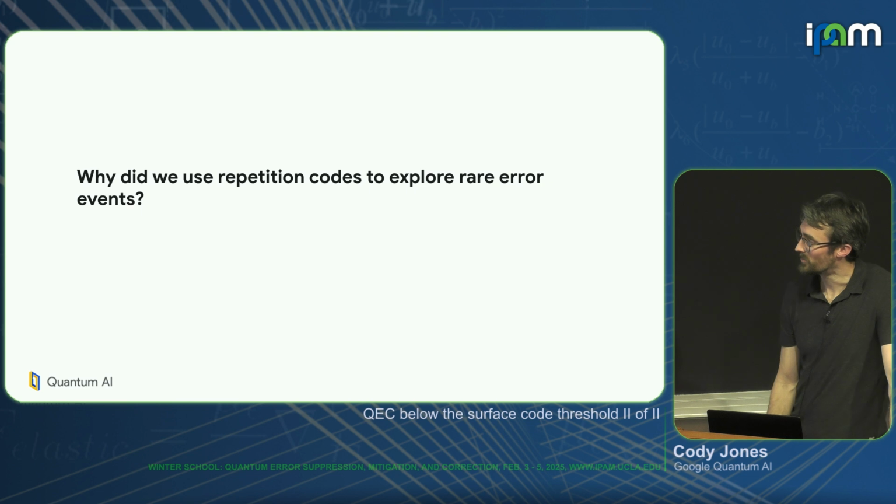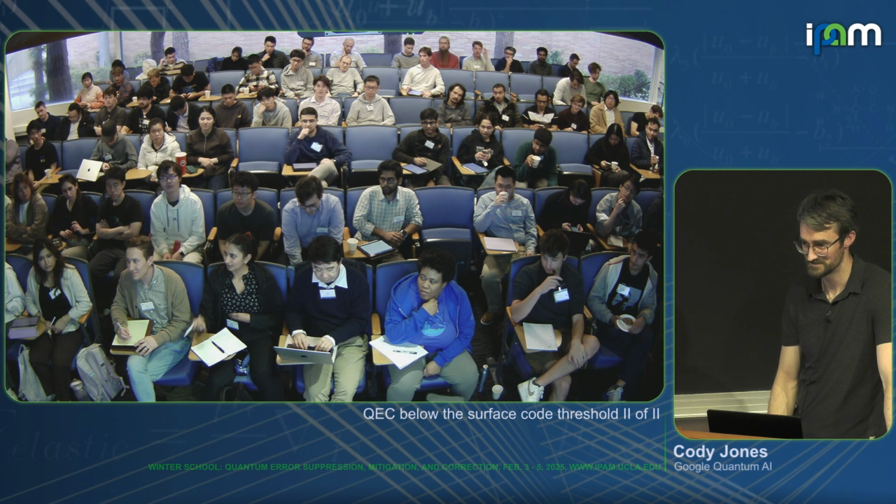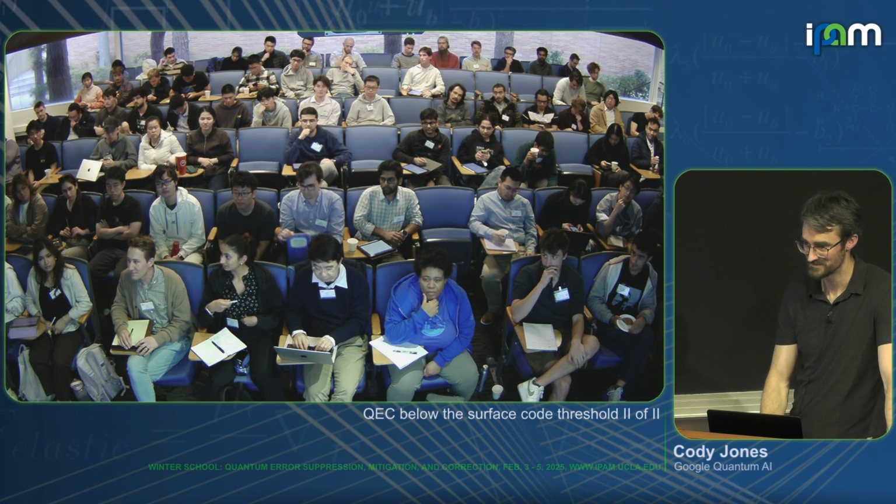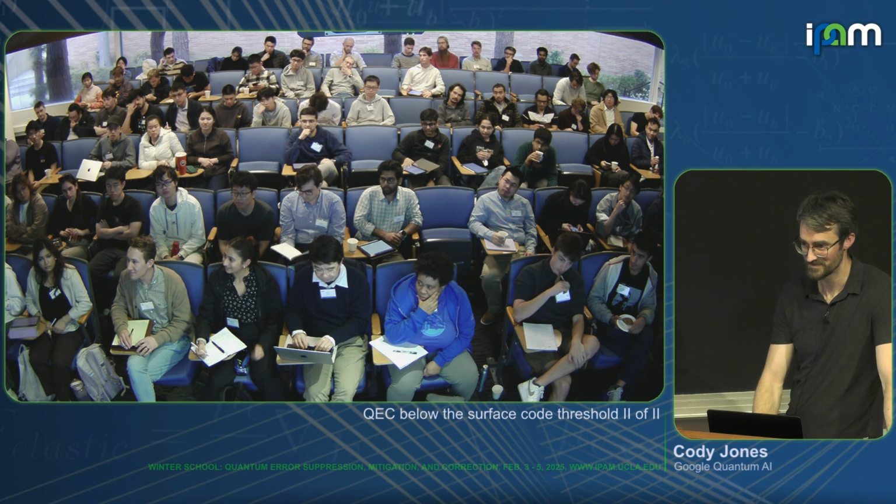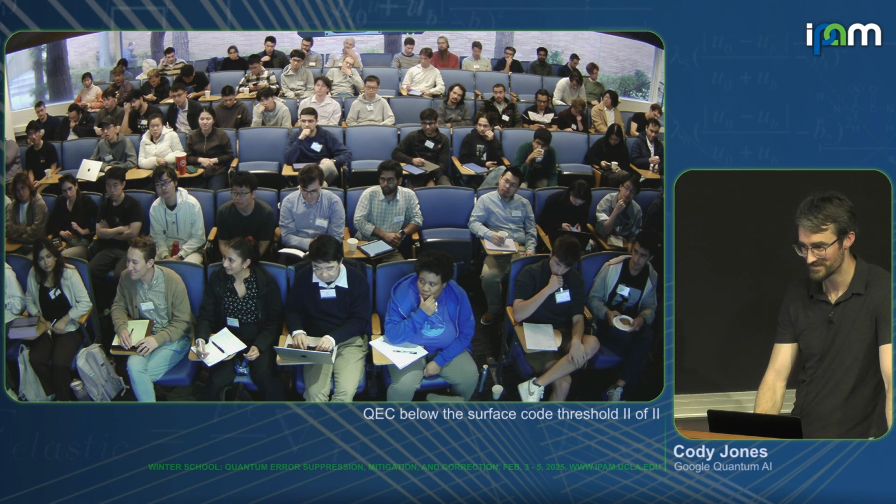All right, so why did we use repetition codes to explore rare error events? They have much lower errors, so we can go towards a regime that we can't reach right now and see what problems we can have in the future. That's right.